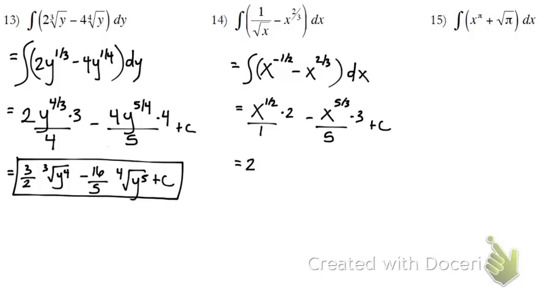If I rewrite this, I have 2 times the square root of x minus 3/5 times the cubed root of x to the 5th power plus c.